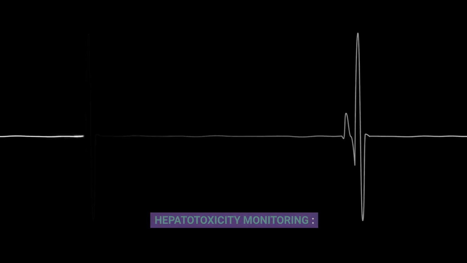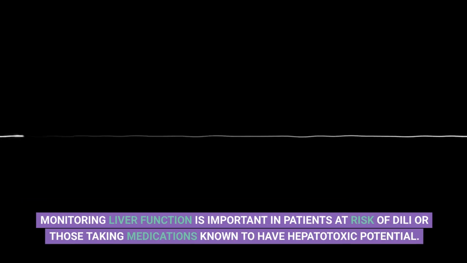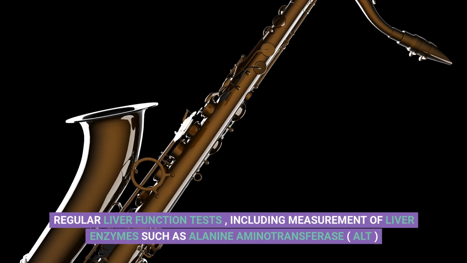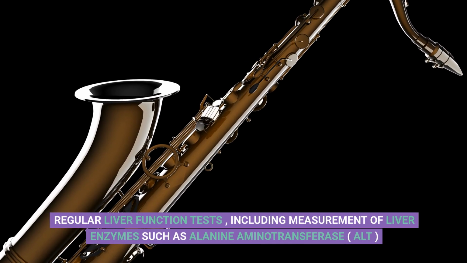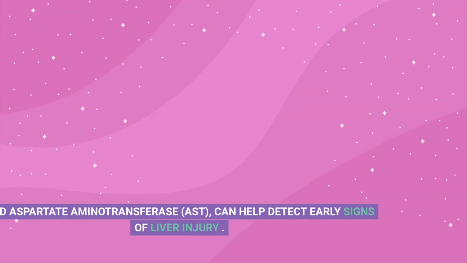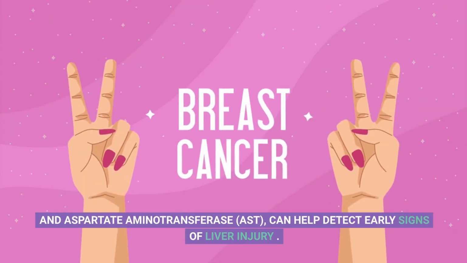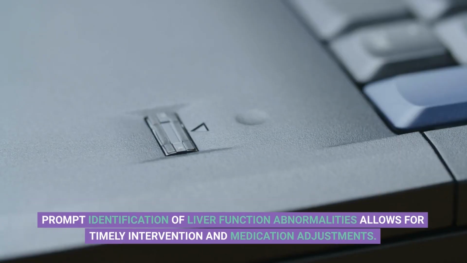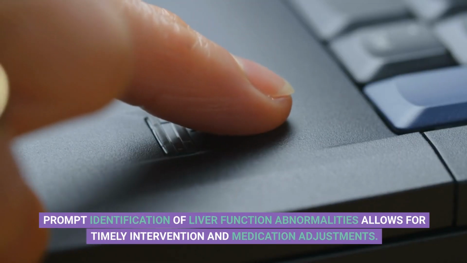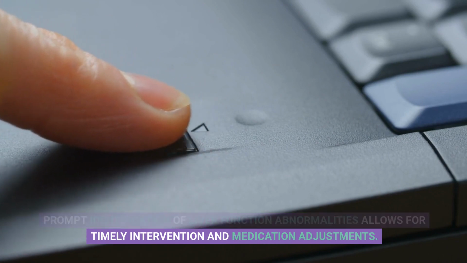Hepatotoxicity monitoring. Monitoring liver function is important in patients at risk of DILI or those taking medications known to have hepatotoxic potential. Regular liver function tests, including measurement of liver enzymes such as alanine aminotransferase, ALT, and aspartate aminotransferase, AST, can help detect early signs of liver injury. Prompt identification of liver function abnormalities allows for timely intervention and medication adjustments.